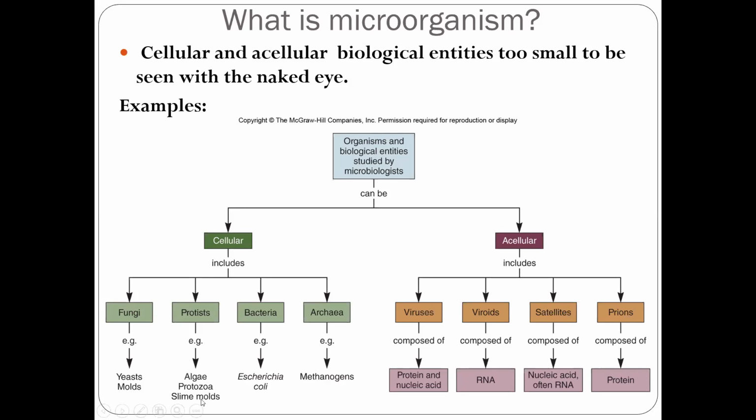Now what is slime molds? Slime molds have two phases. One phase is protozoan, and the second phase is mold, so it's a combination. That's why it's called slime mold.